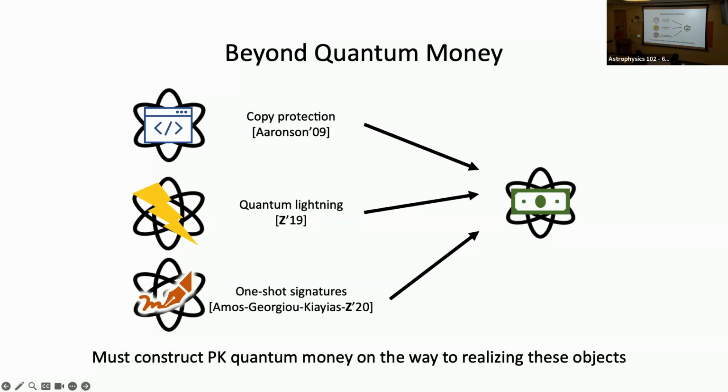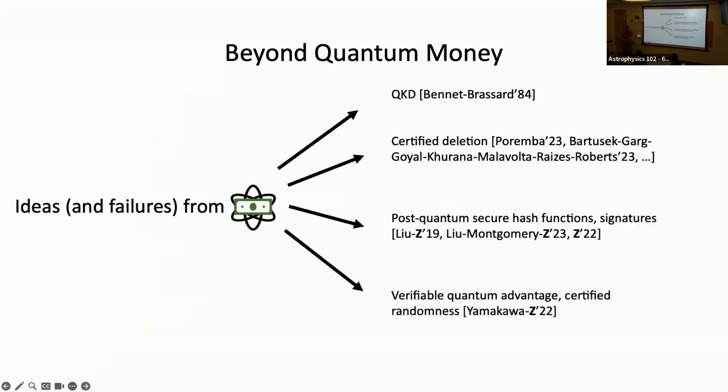And there are some other examples of things like quantum lightning and quantum fingerprints that have various applications throughout cryptography. And the point I want to make is that if you realize any of these objects, you actually can use them to build quantum money generically. So in order to realize these objects, you kind of had to solve the public key quantum money problem along the way. So even if public key quantum money in itself isn't ever going to be economically viable, you want these more advanced objects.